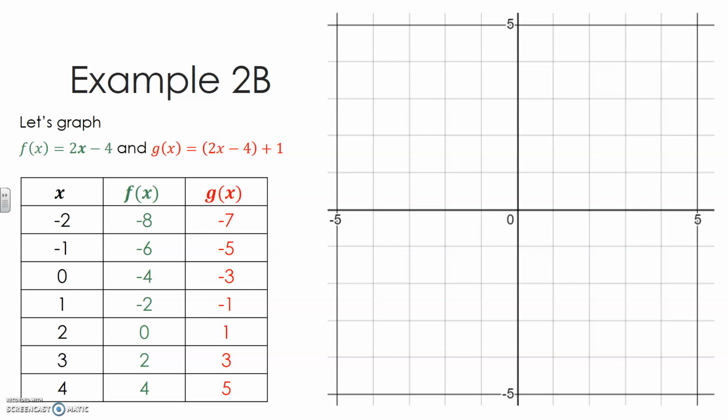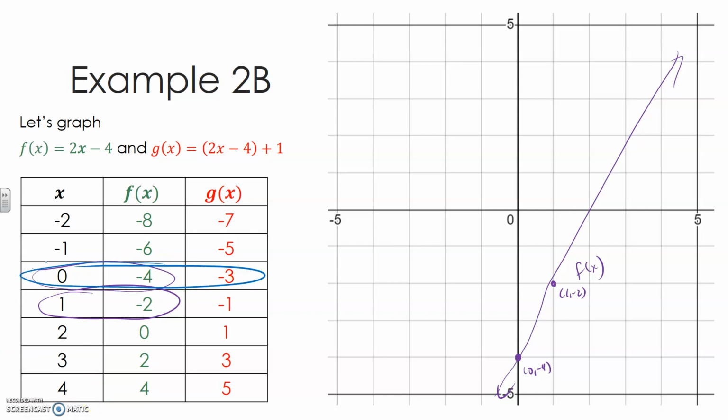them. Okay, so let's pick a couple of ordered pairs for f of x. I'm going to plot 0, negative 4. And once again, that line is a little crooked, but we get the general idea. This is f of x. And for this one, I put 0, negative 3 on there. So it's 0, negative 3. This is now g of x.